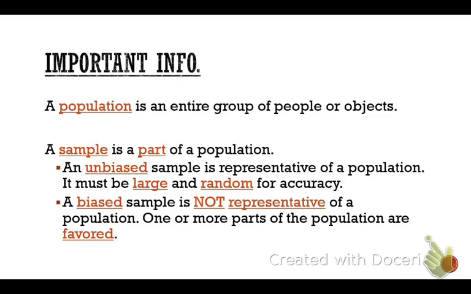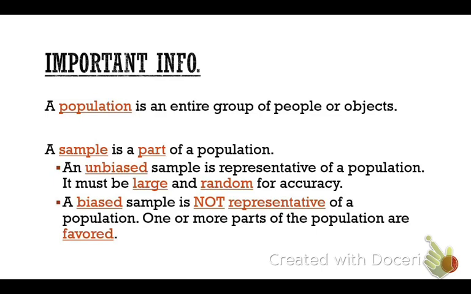So here you've written down 2 things. An unbiased sample is representative of a population, and it must be large and random for accuracy. Everyone say large and random. All right, so if it's not large and random, it's not a good sample. Next up, a biased sample is not representative of a population because one or more parts of the population are favored. Okay, so does anyone need more time to write this down?